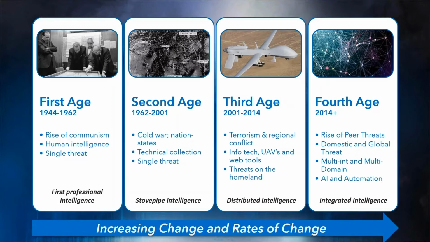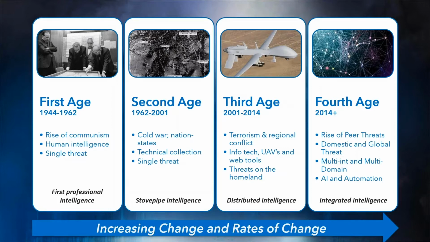In the early days of intelligence, we really focused around humans in the field collecting data and around single threats. And over time, we've evolved to this technical collection capability and to respond to the threats on our homeland, and using new capabilities like UAVs and web-based tools. And now I'd say we're in this fourth age of intelligence, and we're facing this rise of peer or near-peer threats, and continuing to focus and face threats from both domestic and global terrorism.